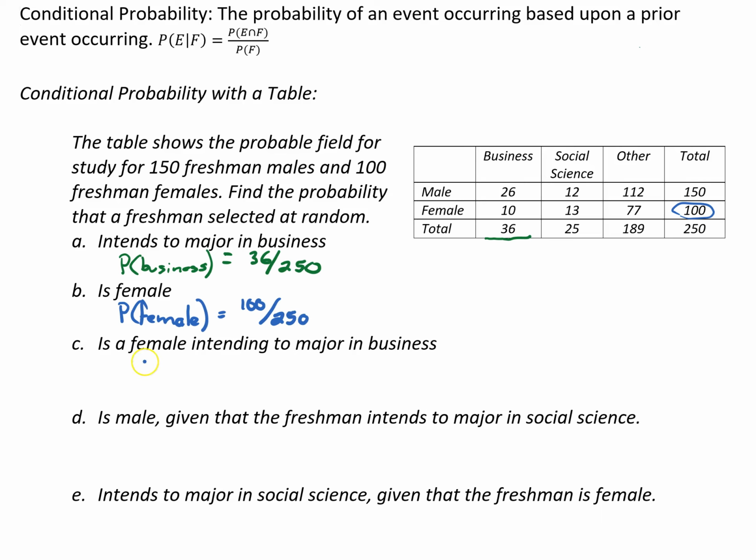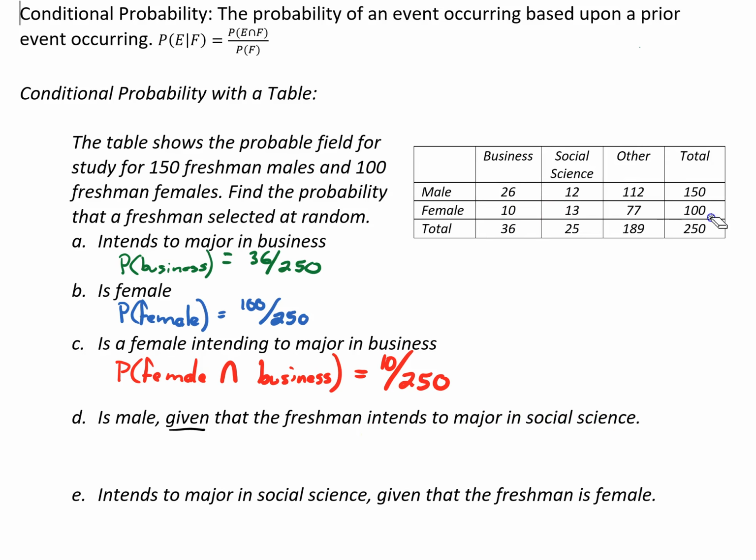C, is a female intending to major in business? So we're looking for female and business. So the probability of female and business is 10 out of 250. Part D, is male given that the freshman intends to major in social science?